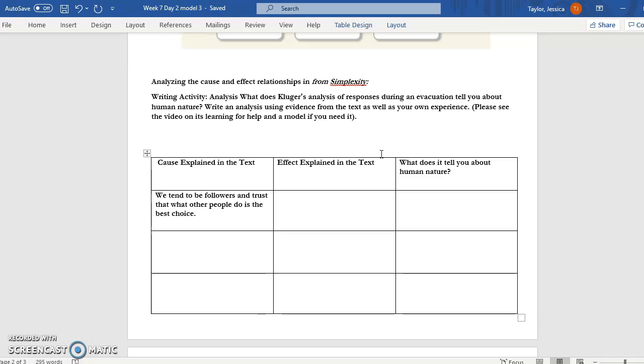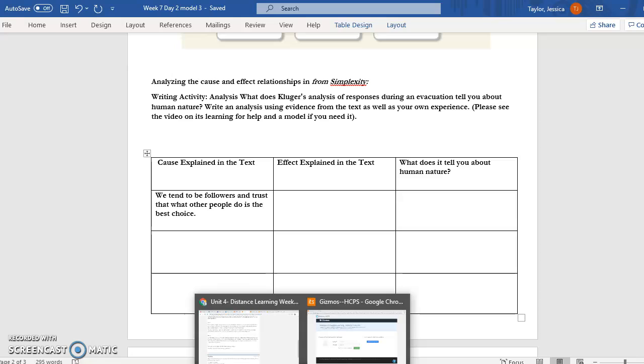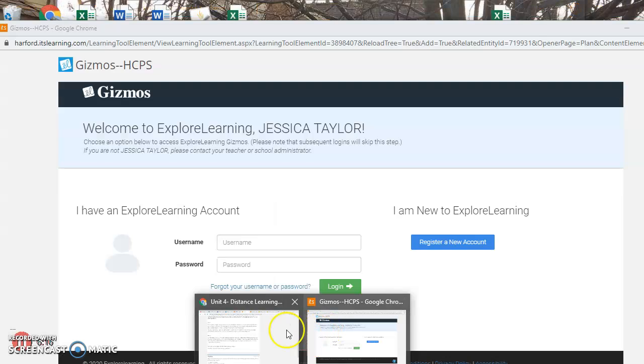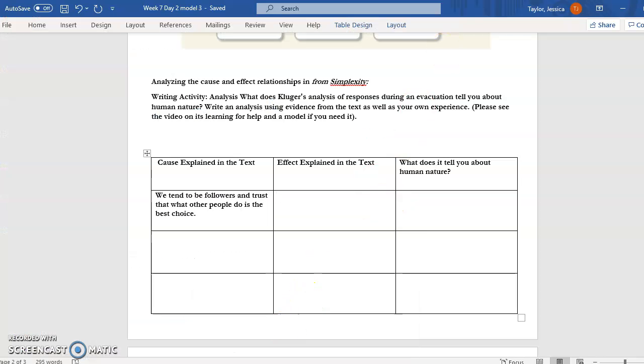So I wanted to take a moment to model this for you to give you an idea of what this should look like. So we have column 1, cause, explained in the text. So this is something that happens at the beginning of that chain that causes something else to happen, an effect, right? A cause and effect. So when I was looking at the book and reading this passage, let me go back to the textbook here, sorry.